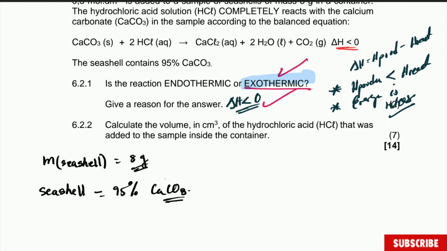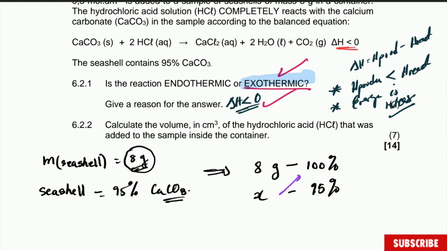Alright? So out of the 8 grams, how much is going to be real calcium carbonate? So we're going to do a percentage calculation here. We said 8 grams represent 100%. Alright? So 95%, how much will it be? And we do a cross product here, guys. We do a cross product there.